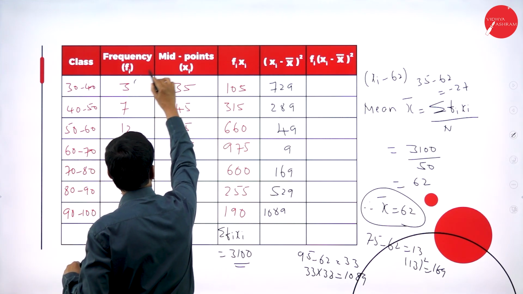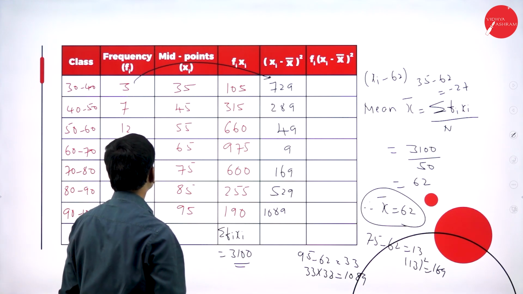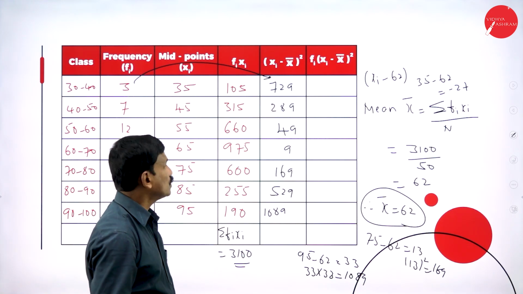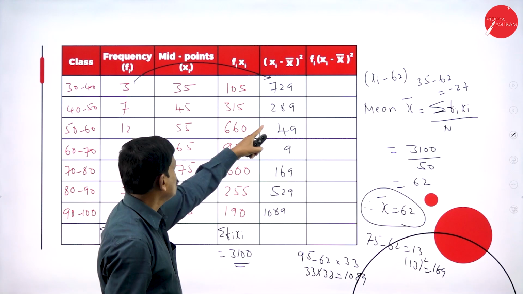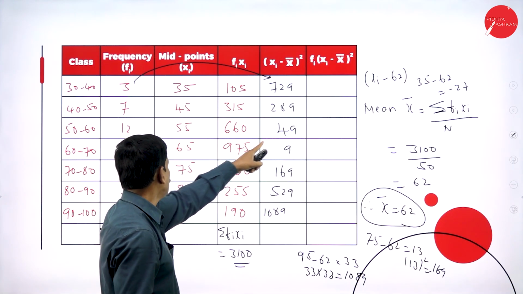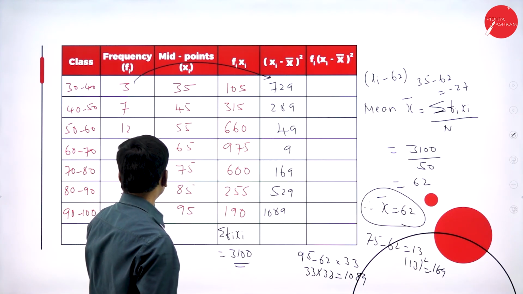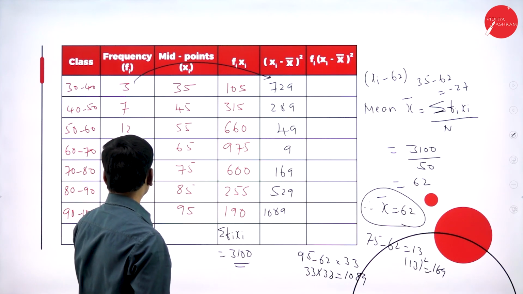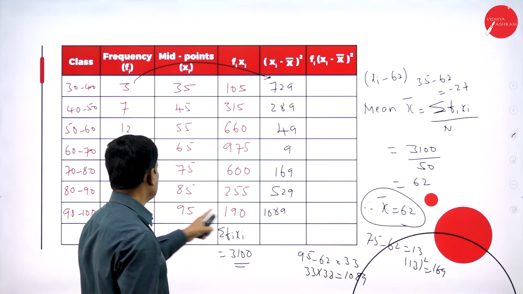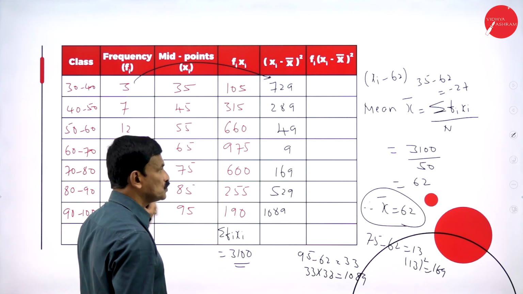Now just multiply this with fi. So multiply these two, fi into xi minus x bar whole square: 729 into 3, 289 into 7, 49 into 12, 9 into 15, 169 into 8, 529 into 3, 1089 into 2.